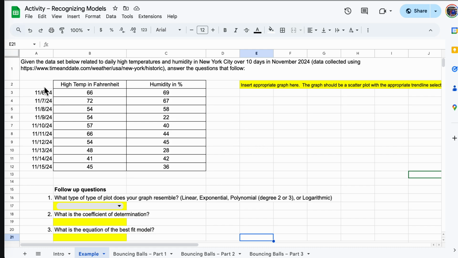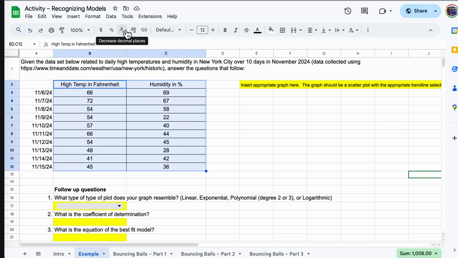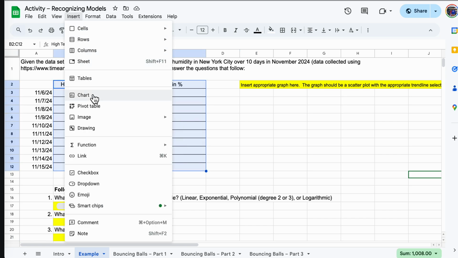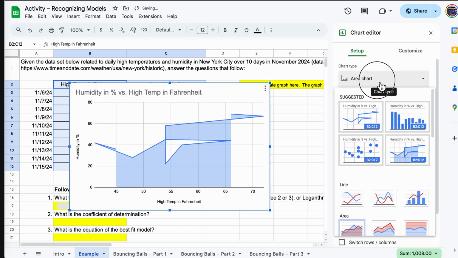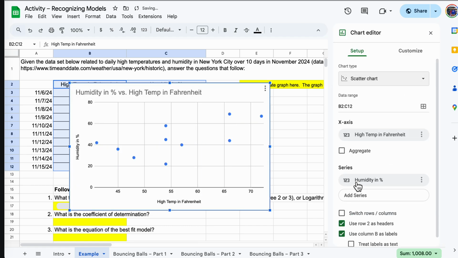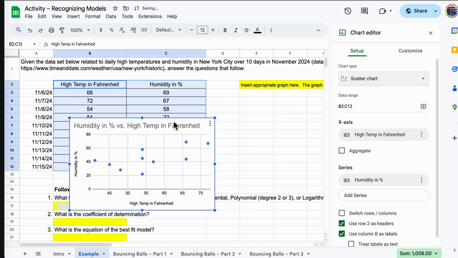Just a video overview taking you through the example in activity recognizing models. All right, so the first thing that we're going to do is create a graph for this data set. I'm going to grab a scatter plot, insert chart, drop down, grab the scatter chart. I'm going to resize it and move it over.